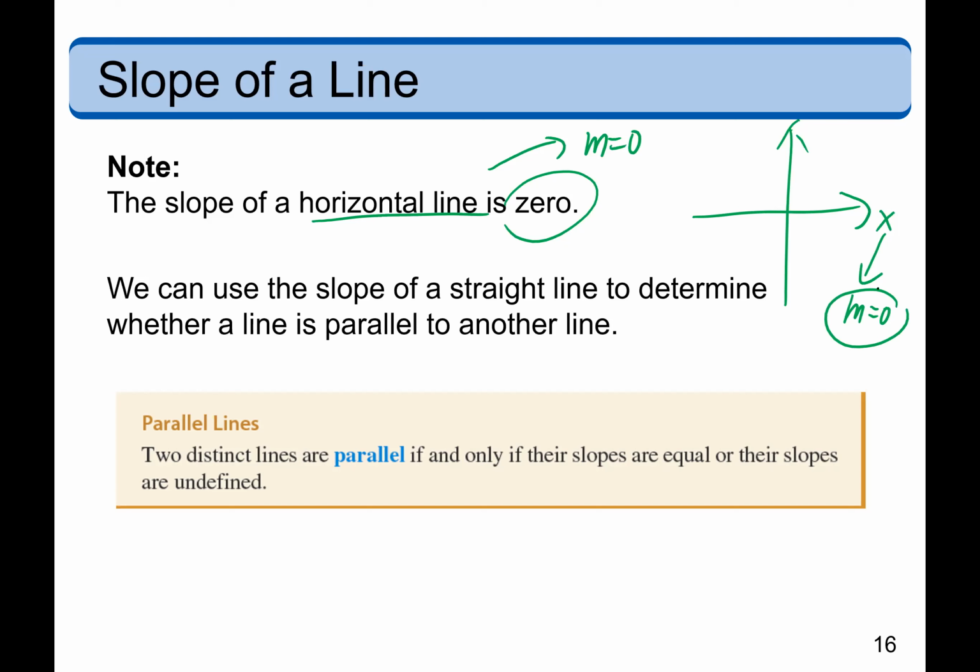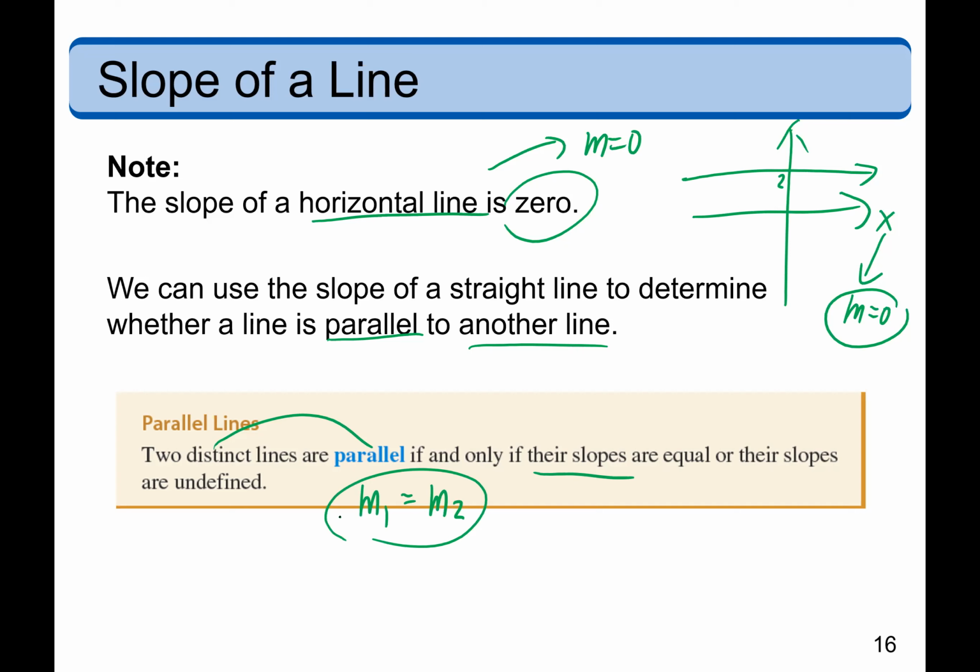And we can use the slope of a straight line to determine whether a line is parallel to another line. As you can see, this is another horizontal line, let's say this is L2. They are both horizontal lines, so the slopes are the same. When two lines are parallel, their slopes must be the same. So if two lines are parallel, m1 equals m2, the two slopes are equal to each other.